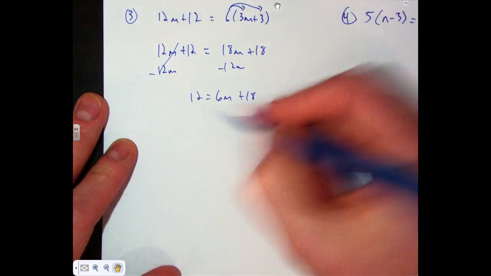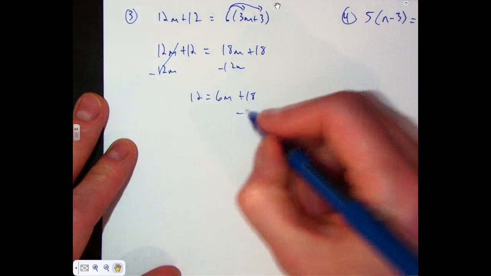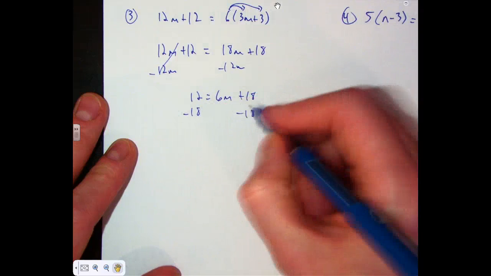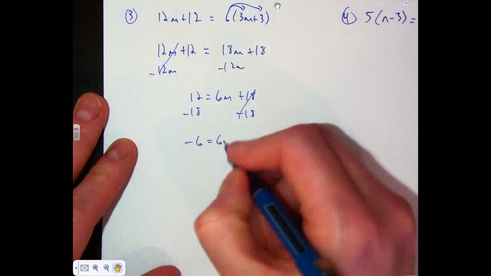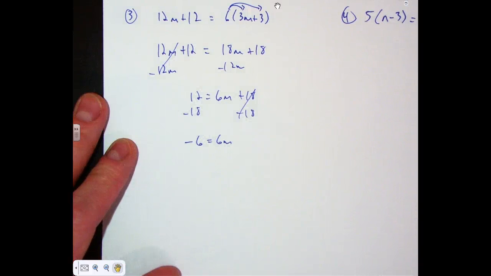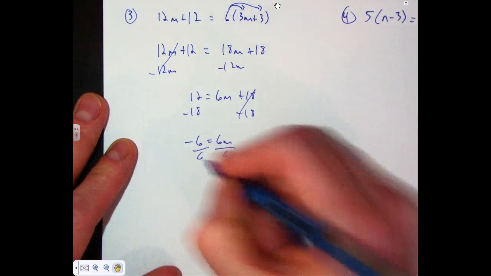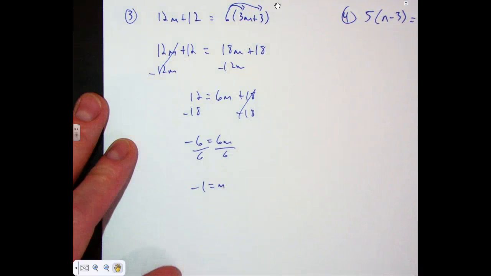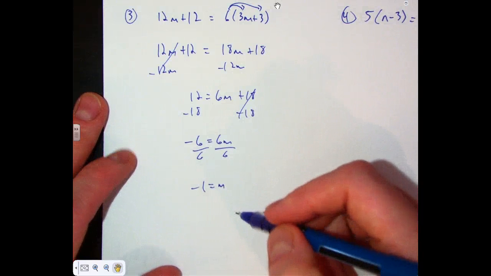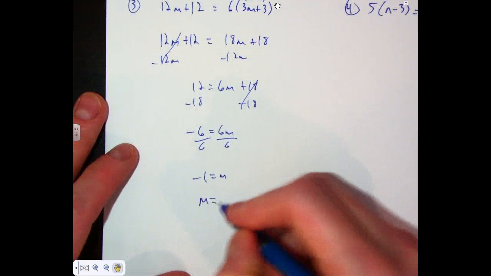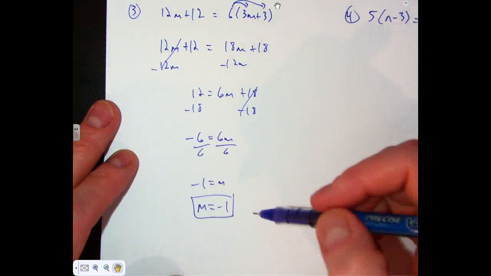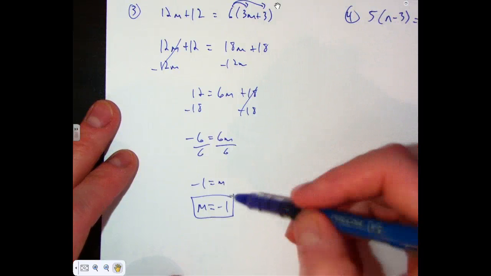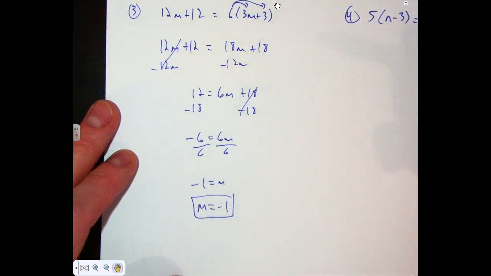Now I just have to move the 18 to the opposite side. Since I'm adding 18, to undo an addition of 18, subtract 18. That gives me negative 6 equals 6m. And now divide both sides by 6. Negative 1 is equal to m. Or if you don't prefer to have the variable on the right, you just reorder it. m equals negative 1. Again, I'm okay with either. Just be aware that on the semester exam or any multiple choice test you ever take, it'll be variable on the left, number on the right.